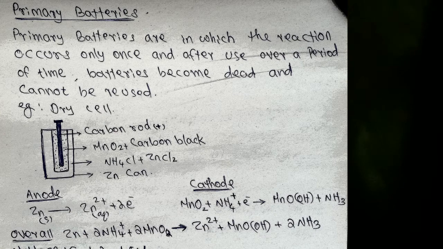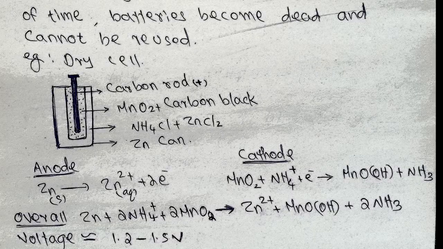And what are the chemical reactions taking place here? Reaction at anode: we know oxidation takes place at the anode, so zinc is oxidized to Zn2+. At the cathode, reduction of manganese dioxide happens. At the anode electrons are released, and these electrons are received by manganese dioxide, which is reduced at the cathode. The overall cell reaction is also given. Here the final product, ammonia, is formed.